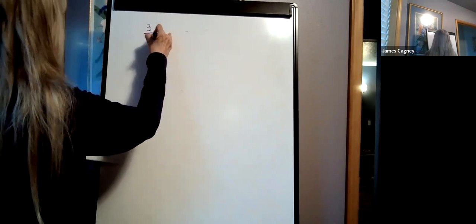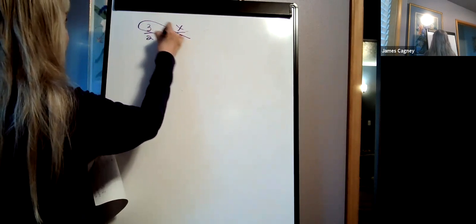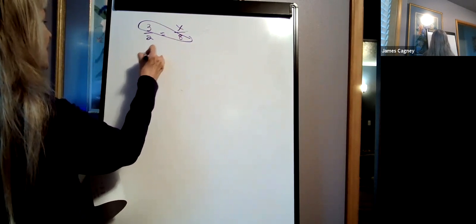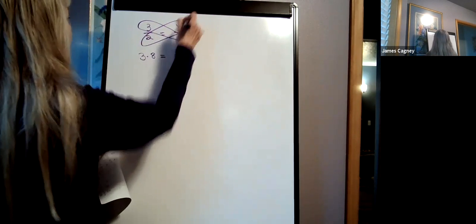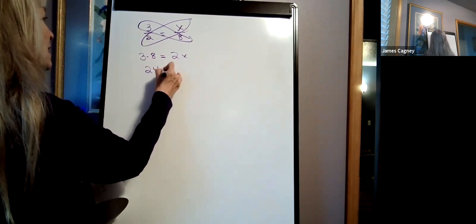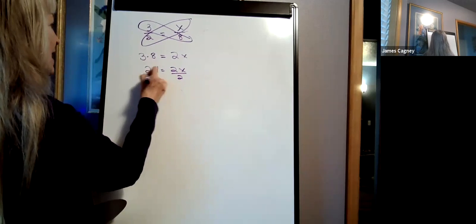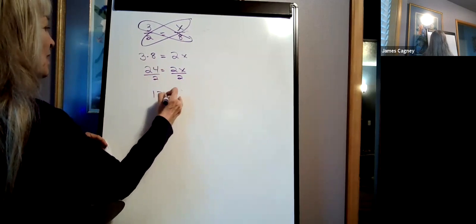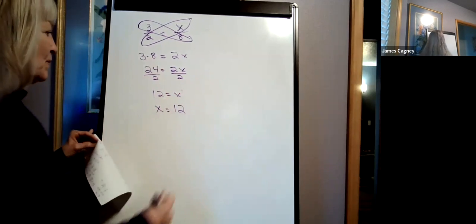So for the first one, simply 3/2 is equal to x/8. I'm going to multiply across. So this gives me 3 times 8 is equal to 2 times x. 3 times 8 is 24. So I have 24 is equal to 2x. I divide both sides by 2, and I get 12 is equal to x. Or I could read that as x is equal to 12.